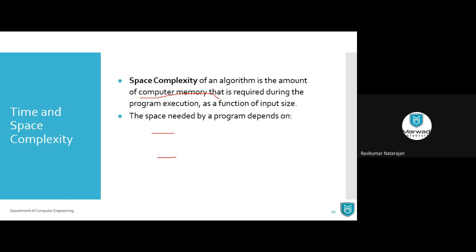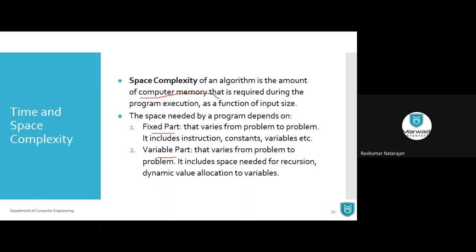And this is about space complexity, which means how much memory is required for the execution of a particular program. When it comes to space, space complexity depends on two things: fixed part and variable part. In the fixed part, instructions, constants, and variables all come under fixed. If I want to add 2 numbers, I require 3 variables, where 2 variables are used to take values, and I store the result in another variable, and then I print it, right?